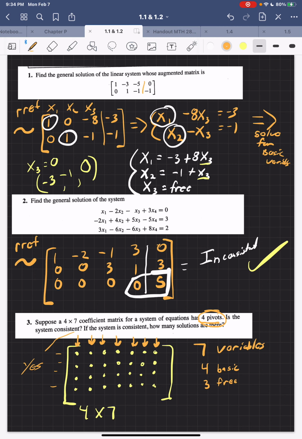So 4 pivots, 4 rows. That's 1 pivot for each row. So that's perfect. Now that it is consistent, how many solutions? Well, are there any free variables? Yes, there's 3 of them. So that means there are infinite solutions.